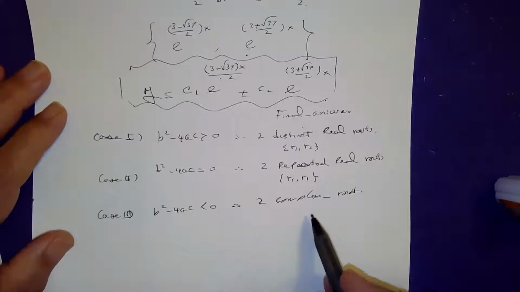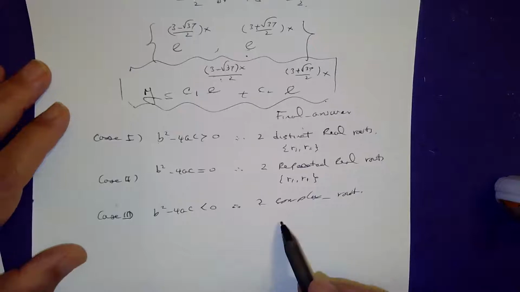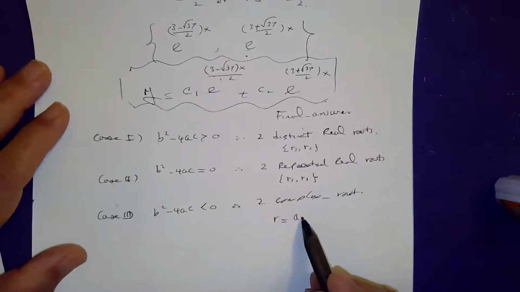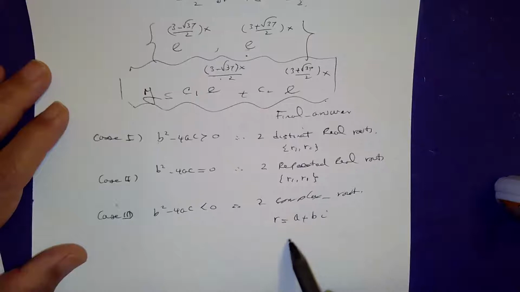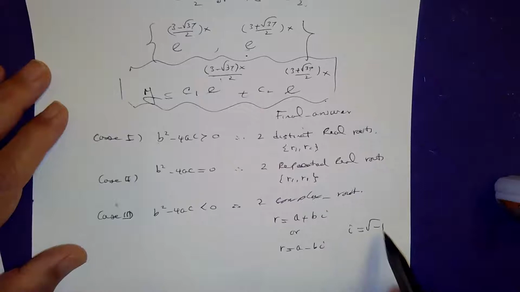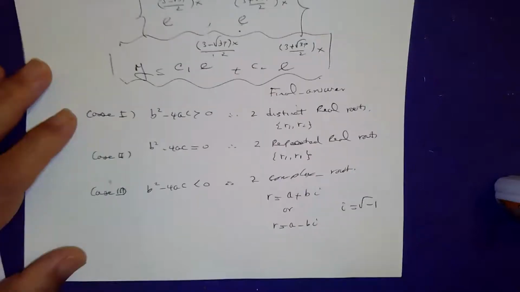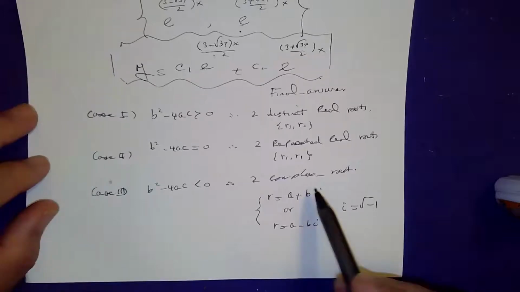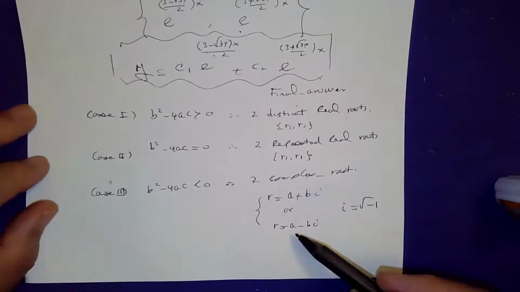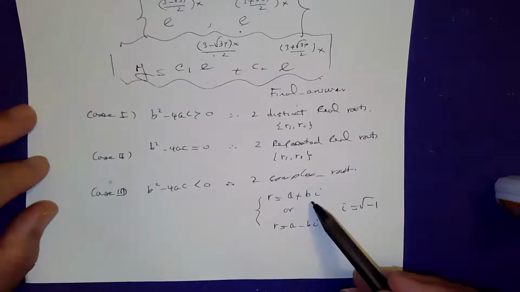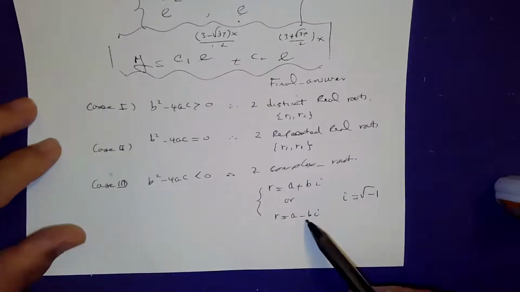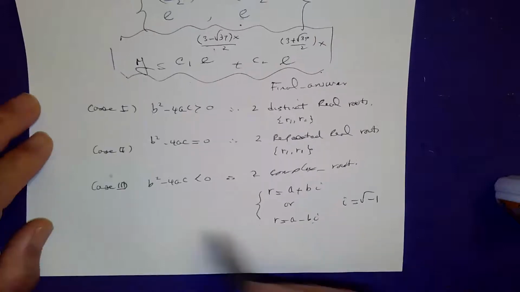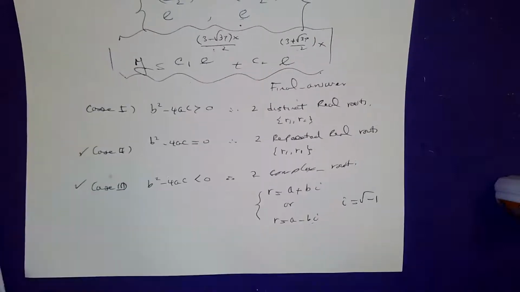What is it called? Conjugate of each other, which means r is going to be a plus bi, or r is equal to a minus bi, where i is the square root of negative 1. So these are called a pair of conjugate complex numbers. So complex roots always come in conjugate form. In other words, if one of them is a plus bi, you can bet your money the other one is a minus bi. We'd like to examine these 2 scenarios tonight.